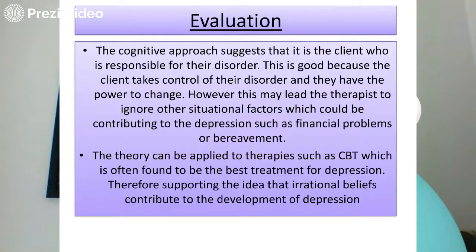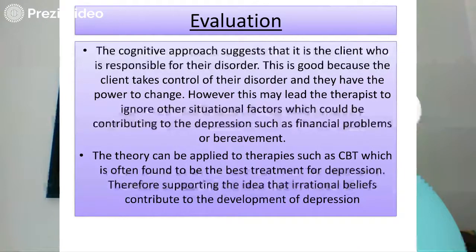But a problem with that is if we focus just on the cognitive factors when we're giving someone therapy, we might ignore situational things such as financial problems or bereavement, and sometimes these problems are short term. So financial problems could be something that's short term, and grief is a process that people need to go through, and sometimes we can be quick to diagnose someone with depression and ignore these situational factors instead of supporting them through the situational factors and giving them ways to cope with them before we start to think about treating the depression.